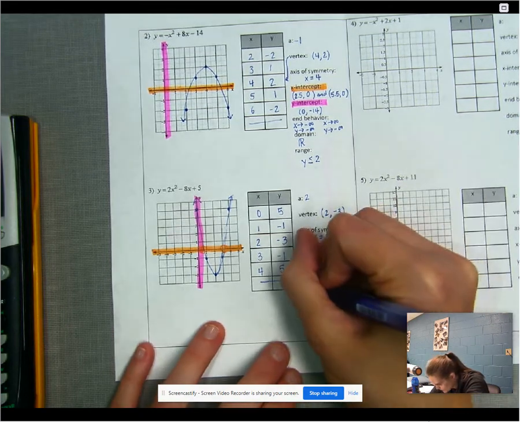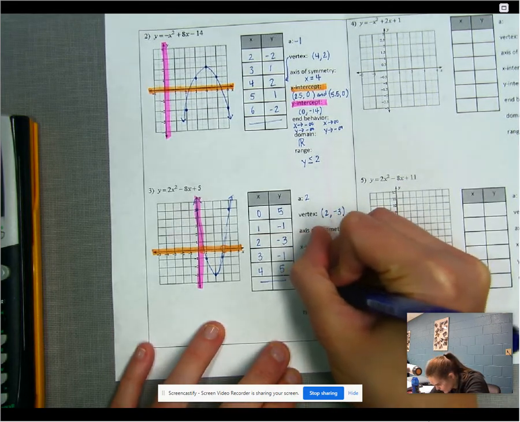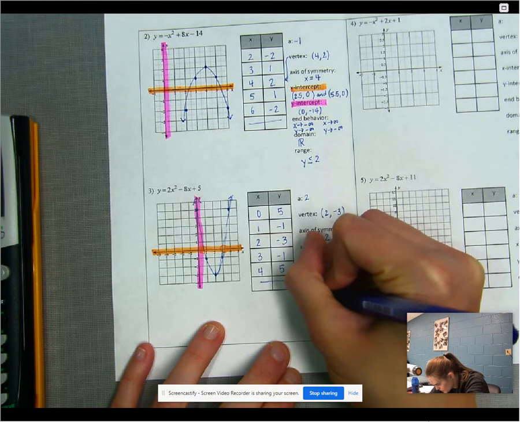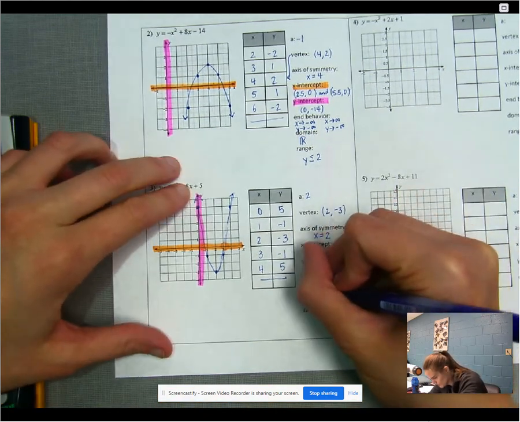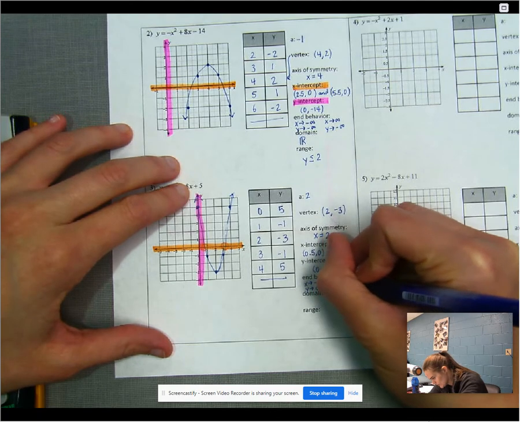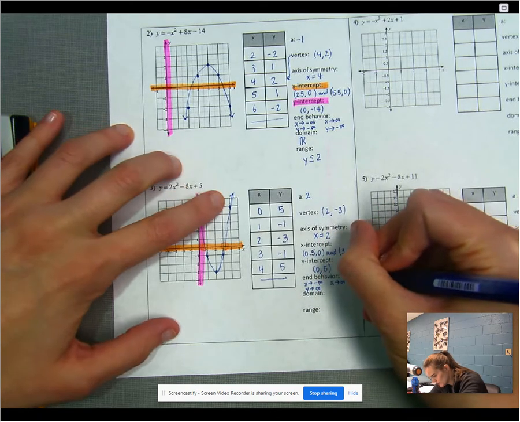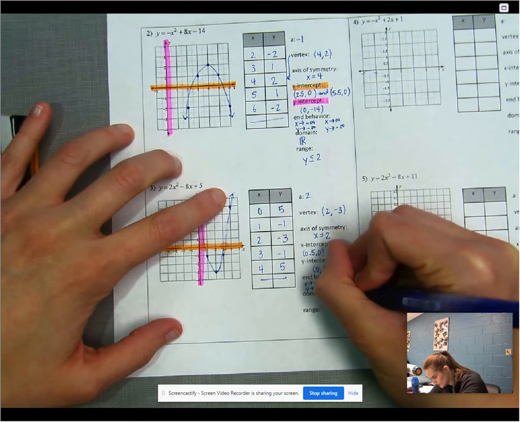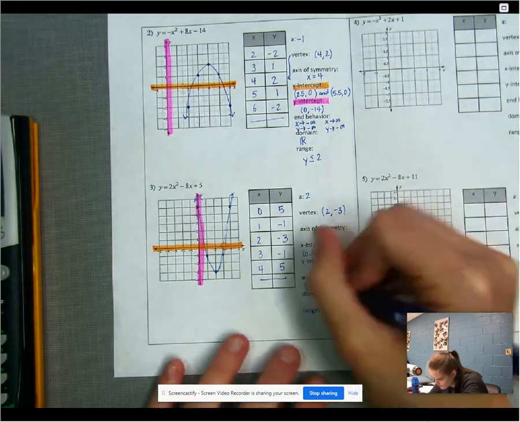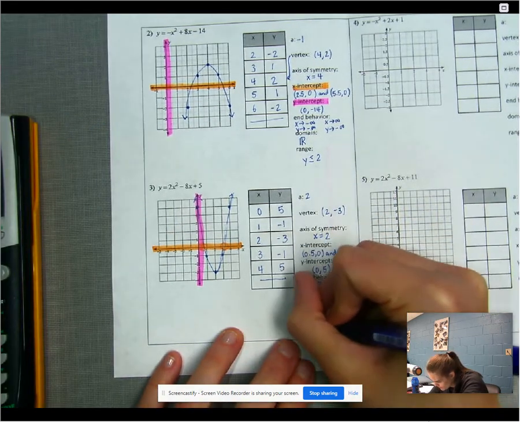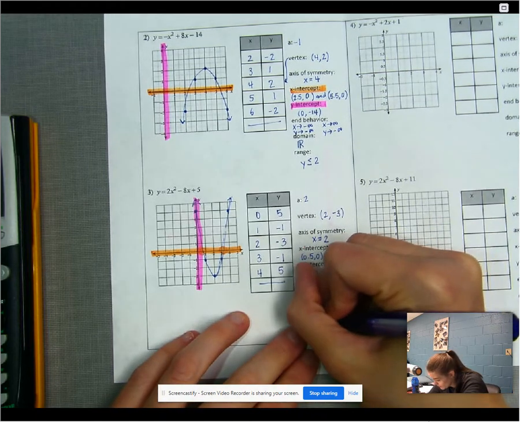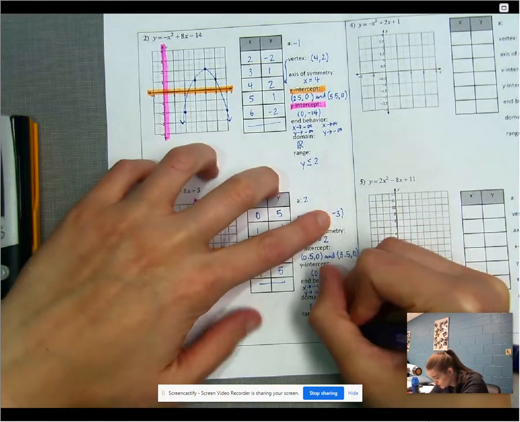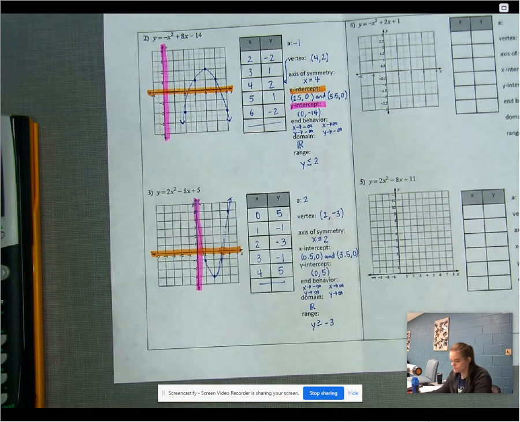The end behavior, as x approaches negative infinity, y approaches what? Well, y is going up, so it's positive infinity. And when x approaches positive infinity, y is going up, so it is positive infinity. The domain is all reals. The range is y is greater than or equal to, because it is going up, and the vertex value is negative 3 for the y.